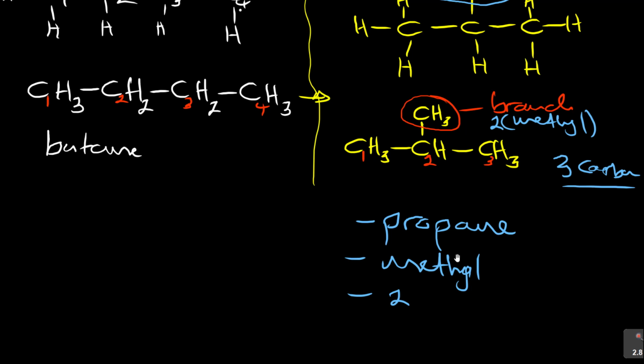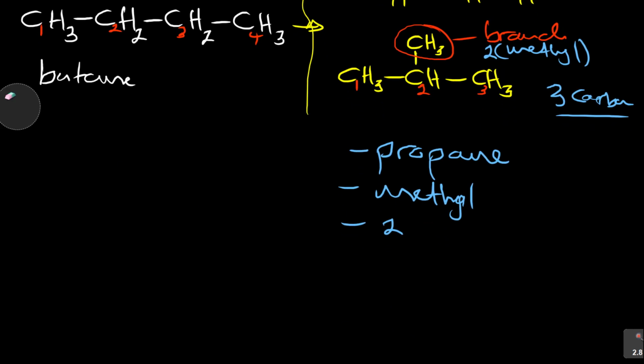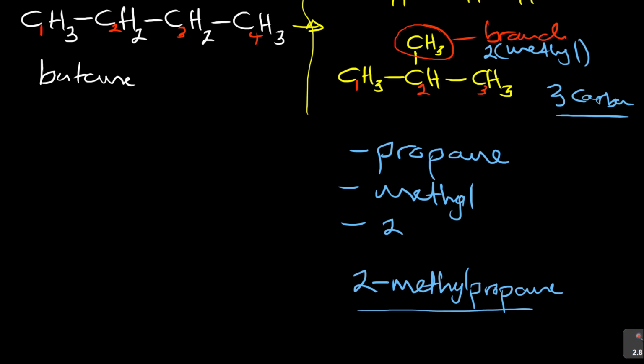So how do you write the final name? When you're writing the final name, you say carbon number 2, then between the number and the letter there is a hyphen. You tell us that there is a methyl, and then propane. That's the name. I repeat again: 2-methylpropane is the name of the structure.